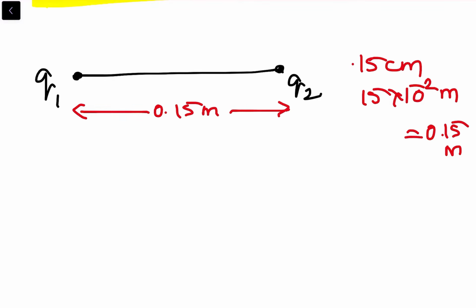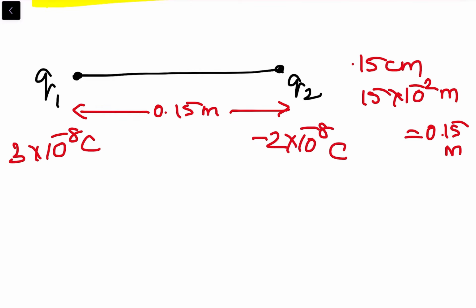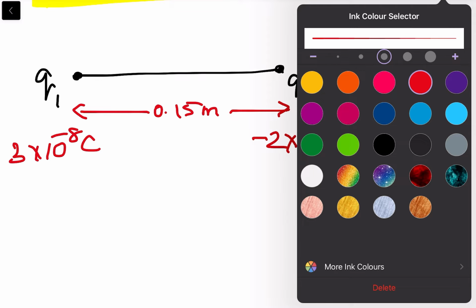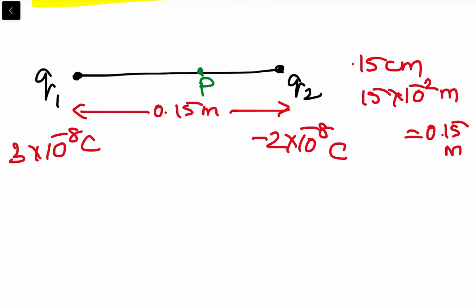So this is what they have given in the problem. And they have also given that Q1 is equal to 3 into 10 to the power of minus 8 coulombs, and Q2 is equal to minus 2 into 10 to the power of minus 8 coulombs. Now, the question is, at one point, we don't know where that point is, at one point joining them, where let us say that is a point P here, the potential is 0. So let us take them as A and B, and the potential is 0.